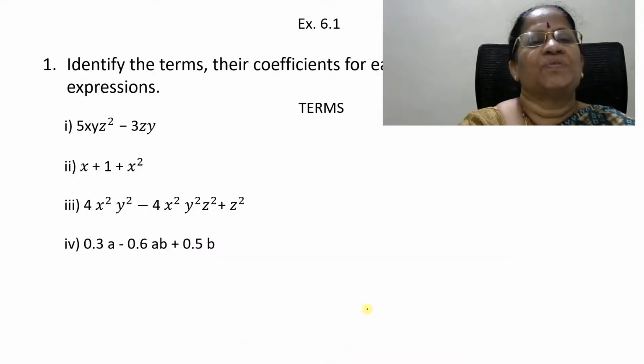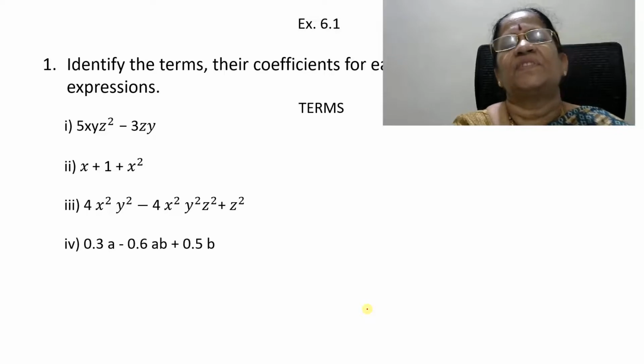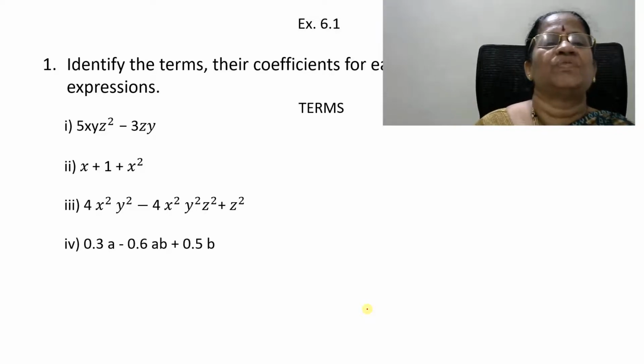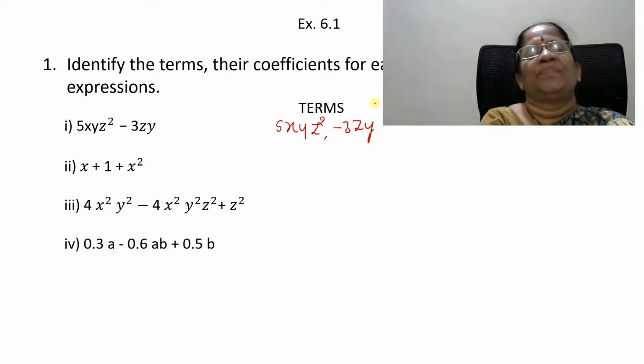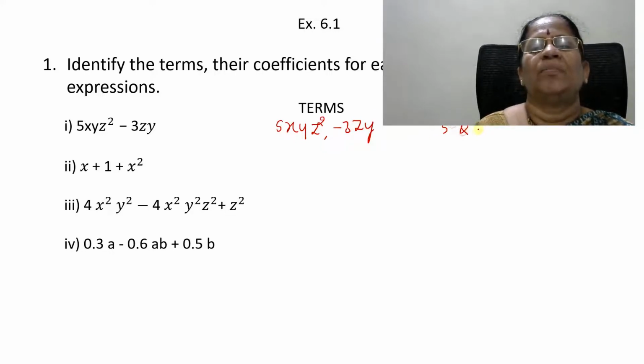Exercise 6.1. Identify the terms and their coefficients for each of the following expressions. Here, which are the terms? 5xyz square and minus 3zy. Now, what are the coefficients? Here the coefficients are 5 and minus 3.